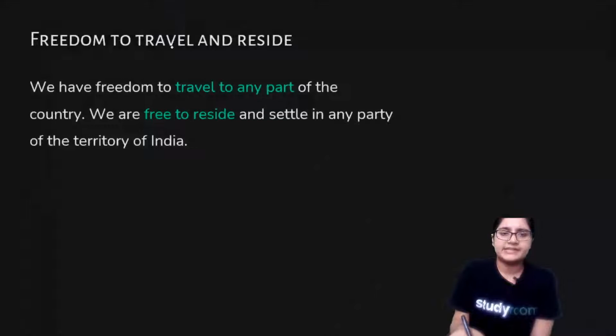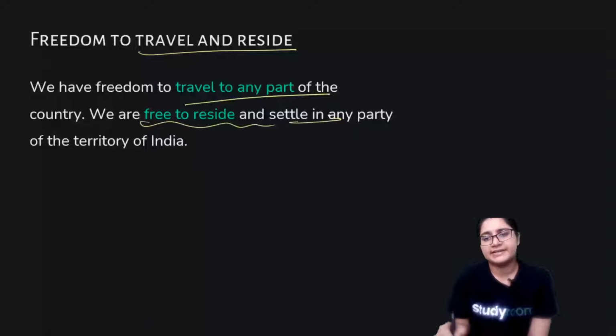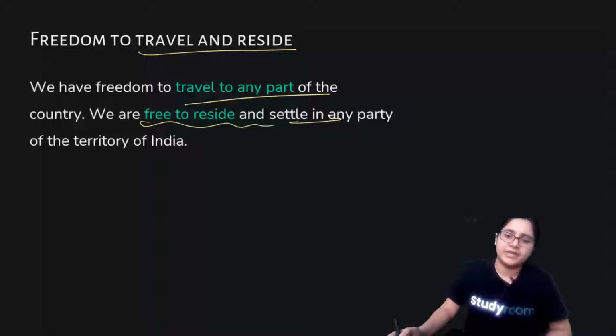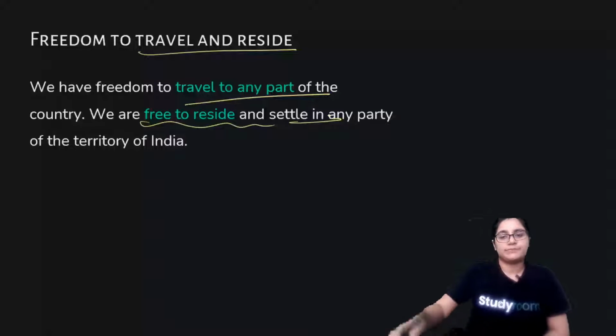Freedom to travel and reside, it is very easy. We have freedom to travel to any part of the country. We are free to reside and settle in any part of the territory of India. So this right allows lakhs of people to migrate from villages to towns, from poorer to prosperous regions and big cities.